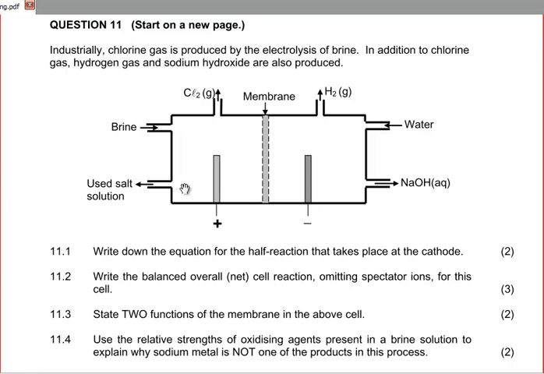And then secondly, it allows the migration of positive ions from the anode to the cathode. Remember, we are having our sodium ions here. It will allow the sodium ions to pass through there so that they will combine with the hydroxyl ions which are right there at the cathode, and form sodium hydroxide, right? So those are the 2 functions of our membrane.